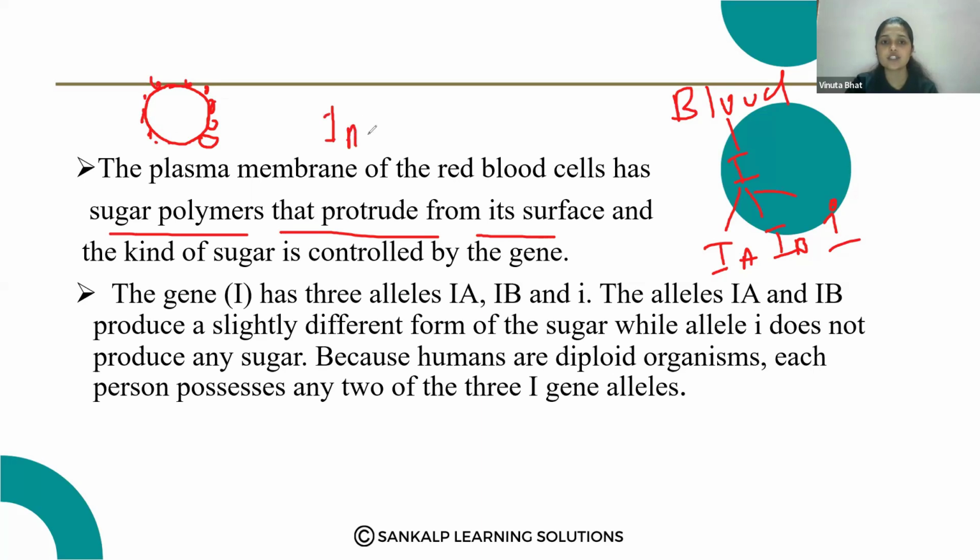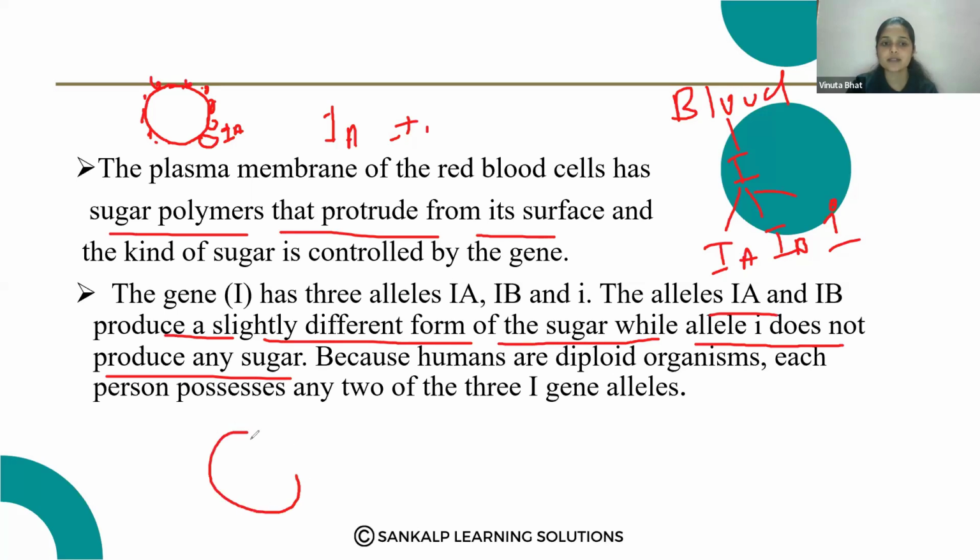So if IA gene is there, the IA type of sugars will be produced. IB means IB type of sugars will be produced. Okay, so the I gene produces the sugar polymers on the surface of the red blood cells. The alleles IA and IB produce slightly different forms of the sugar, while allele small i does not produce any sugar.